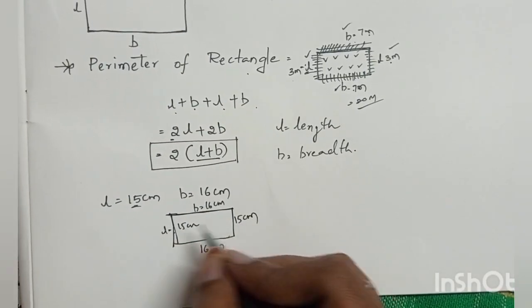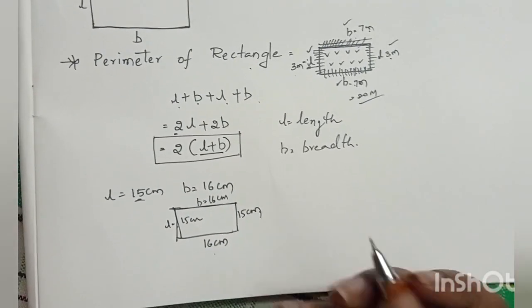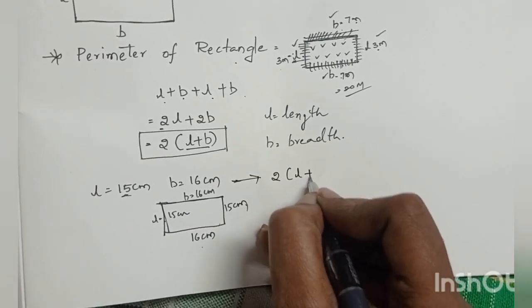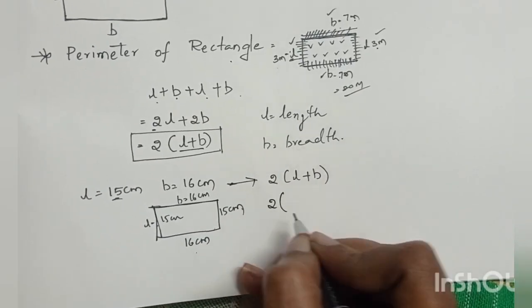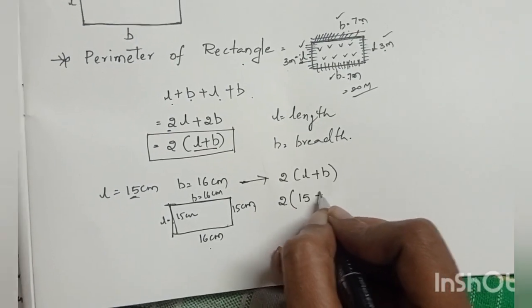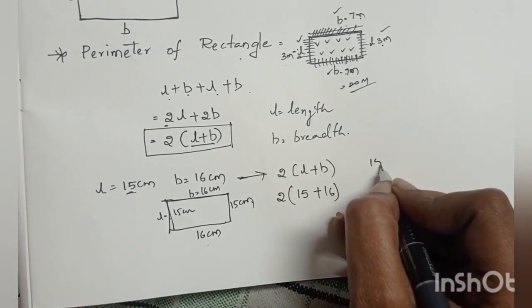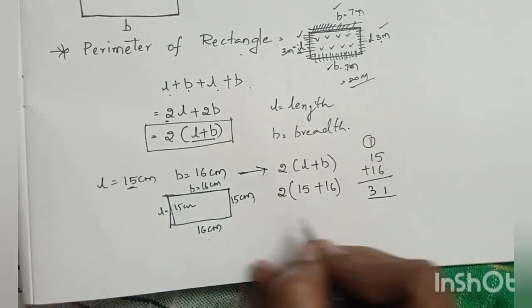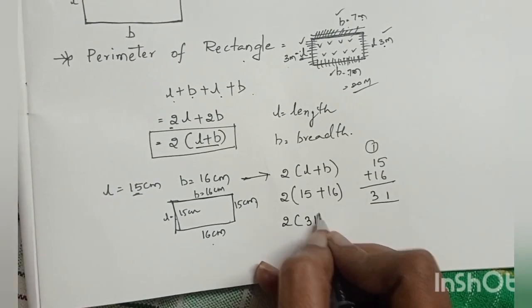So 16 plus 15 plus 16 plus 15. So directly we can apply the formula 2 into (L plus B). So 2 into L means 15, B means 16. So do 15 plus 16 first, which is 31. 2 into 31.